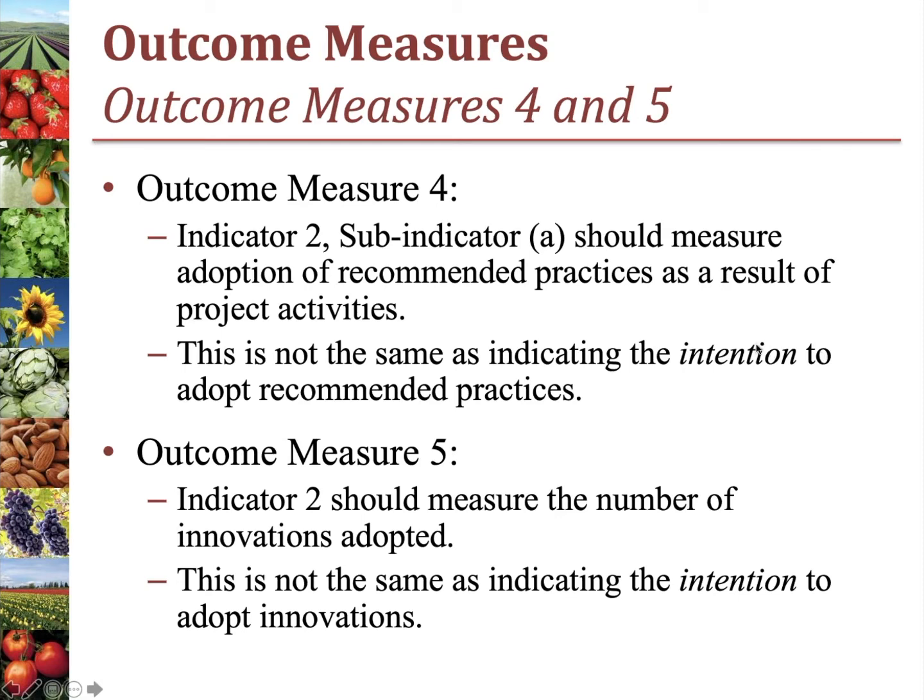And outcome measure 5, indicator 2, should measure the number of innovations adopted. And again, please note that this does not mean indicating the intention to adopt innovations, but rather the outcome measure requires the measure of the number of innovations actually adopted or implemented.